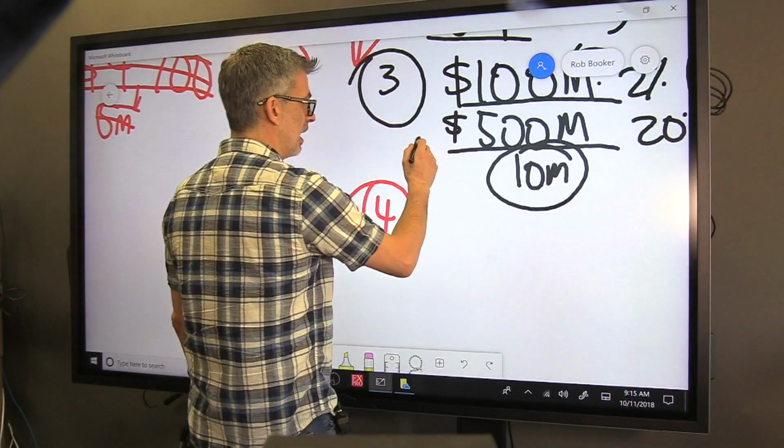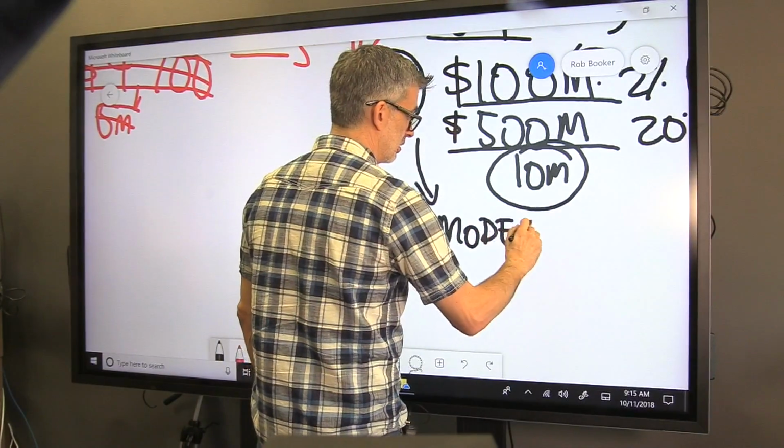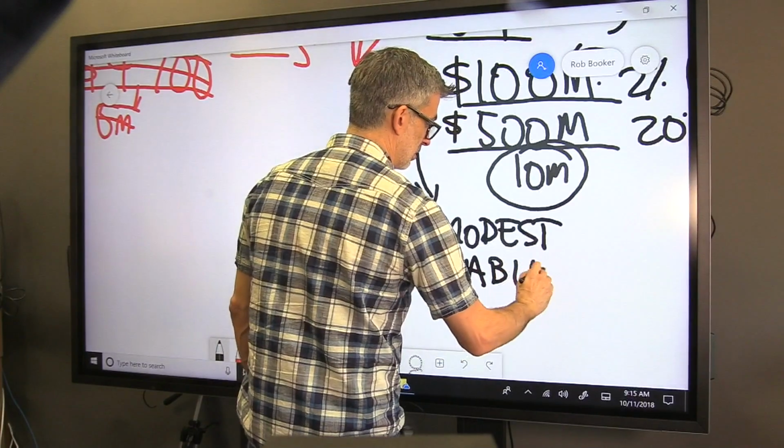So this hedge fund manager is focused on modest, stable growth.